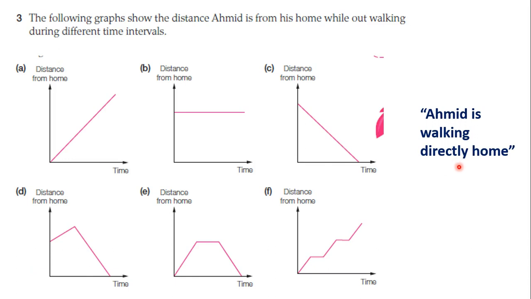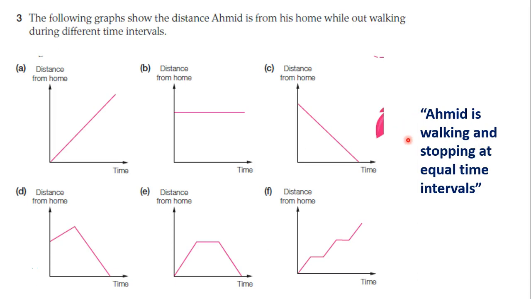Ahmed is walking directly home. So he starts walking back towards his home straight away. So he must be away from home. So he's not starting at the origin. So it must be this one. He's somewhere away from home, and then he heads straight back.